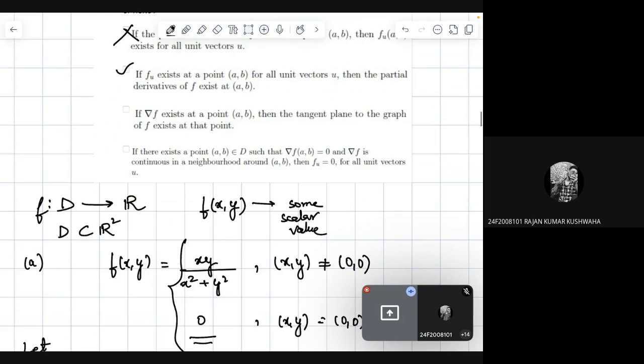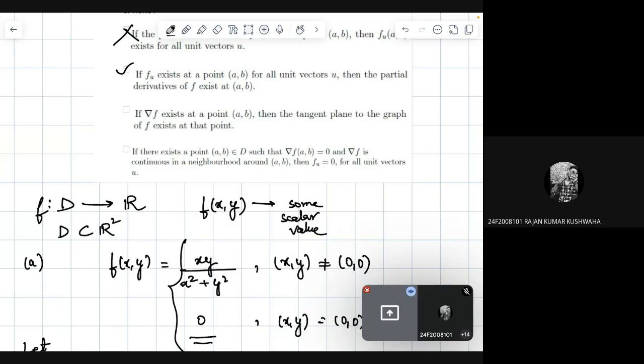The third one is that the gradient of f exists at point AB. Del f is the gradient of f. What is the gradient of f? For finding the gradient, we need to see that the partial derivative exists, right? So if the partial derivative exists, then the gradient exists. So if the gradient exists at point AB, then the tangent plane to the graph of f exists at that point.